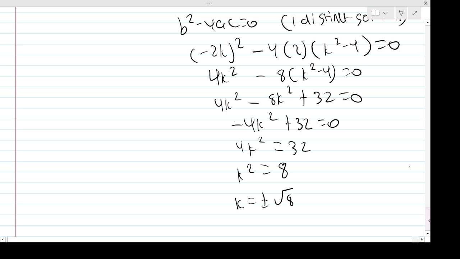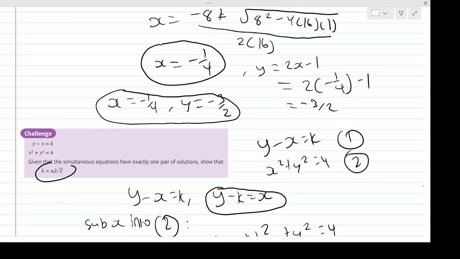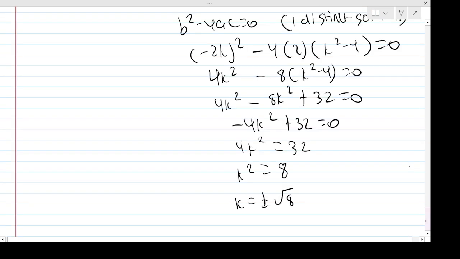So that's a solution for k then, right? Okay, but then it says that k is plus or minus 2 root 2, but I have plus or minus root 8. Okay, so what that's telling me is I need to simplify this. This is a surd, isn't it? So this is now linking back to surds that we did in the first chapter, remember? And we can simplify surds by considering what's under the square root, right? So we have 8. What goes into 8? What square numbers go into 8?